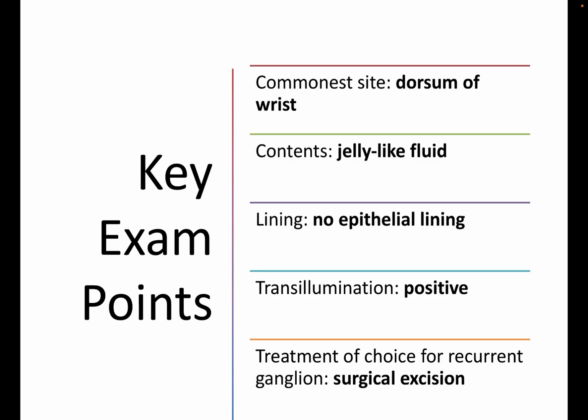So to summarize, the commonest site of ganglion cyst is the dorsum of the wrist. Contents will be jelly-like fluid with no epithelial lining, transillumination positive, and the treatment of choice for recurrent ganglion is surgical excision. I hope you learnt from this presentation.